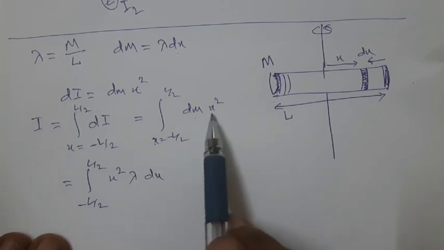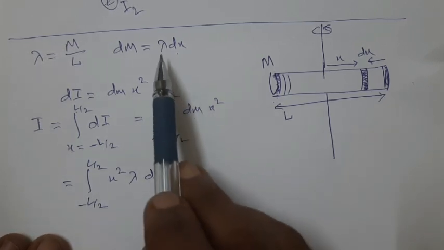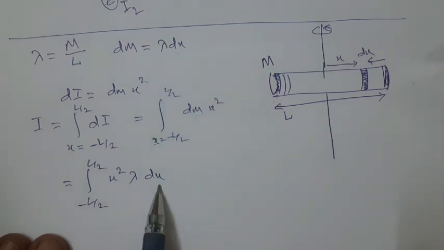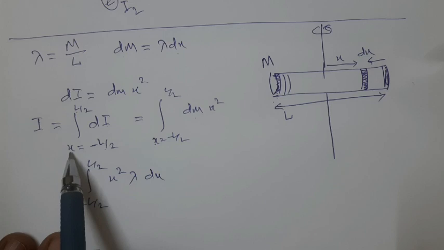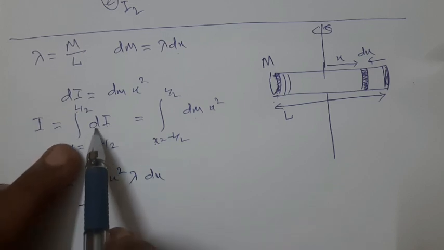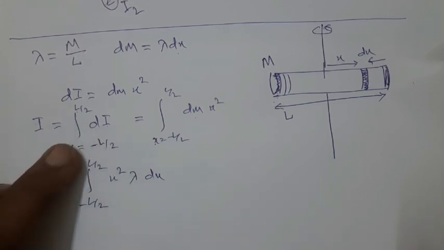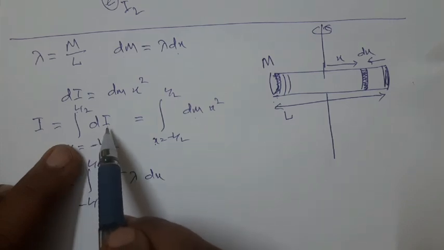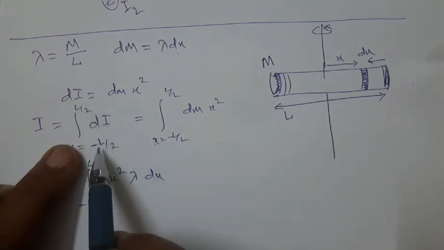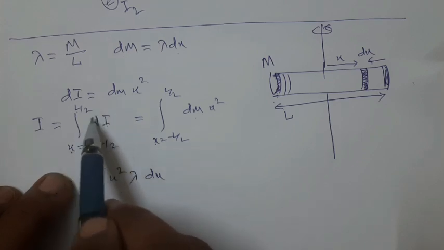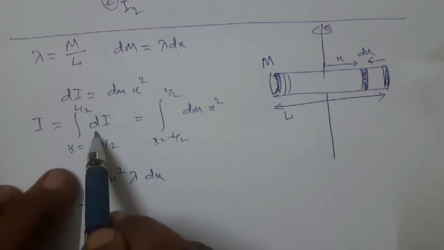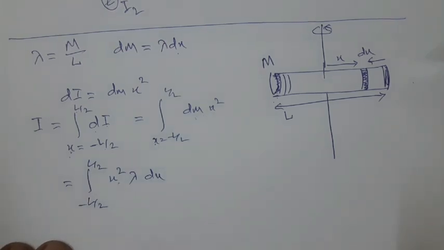Now what I have done, I have rearranged the terms: x square first, and instead of dm I can write lambda into dx. Now as there is dx, there is no need to write x is equal to. Here we were integrating dI but changing x. Therefore I cannot write integration dI from minus L by 2 to L by 2. Otherwise you can write integration dI to be I and substitute L by 2 and minus L by 2. Therefore integration is over x. First of all we will have to change the variable, first I to m, then m to x, and now we can integrate.